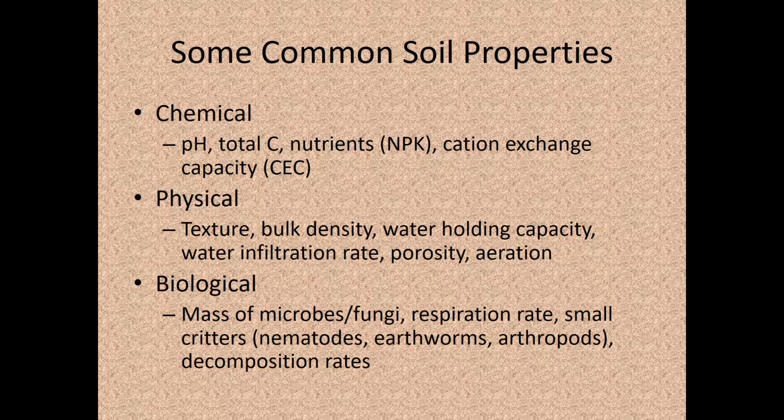Respiration rate: how much carbon dioxide is coming off of that soil and how fast can oxygen get into the soil. And then small critters that are in the soil. So often scientists will take a sample of the soil and count the number of nematodes or earthworms or arthropods, so different little bugs that live in the soil. And then finally, decomposition rate would refer to how fast something gets decomposed when it falls on the soil surface by these different organisms.